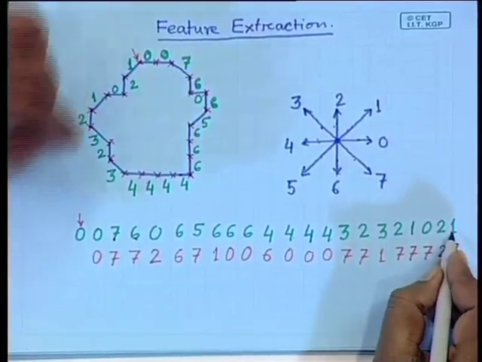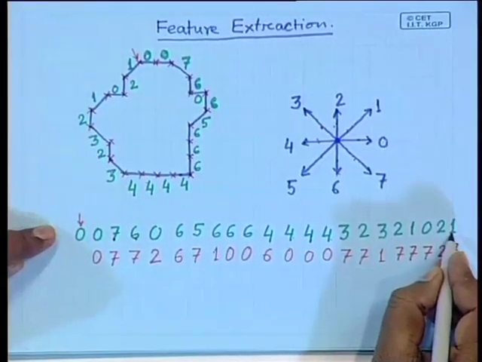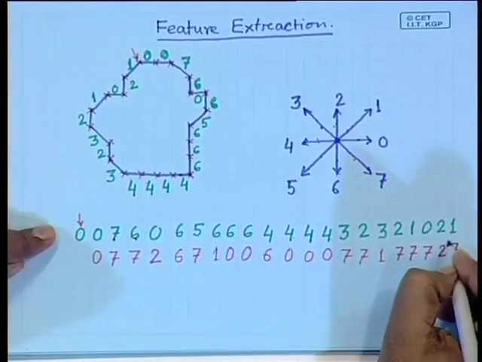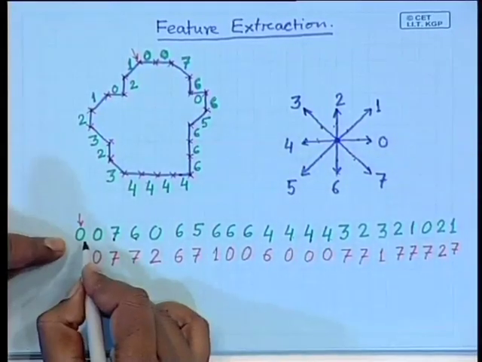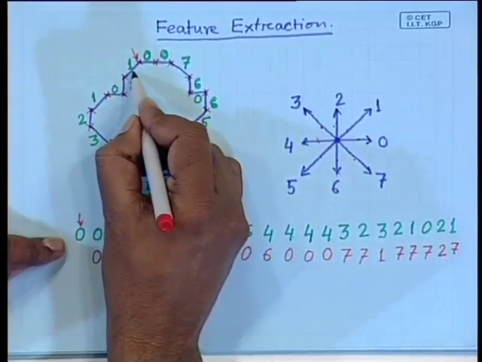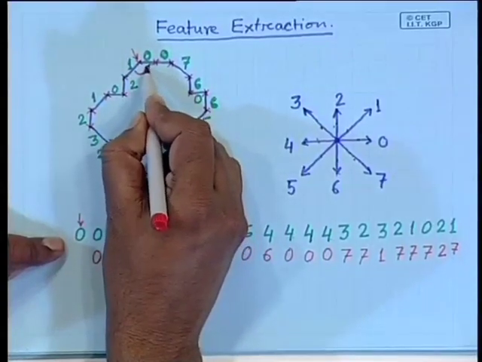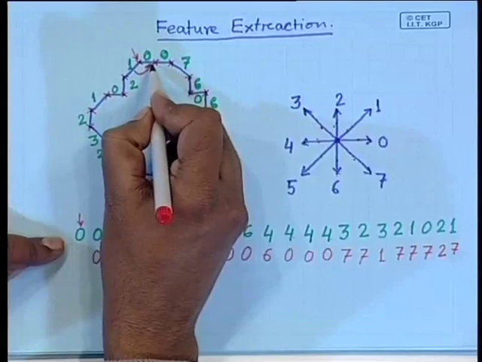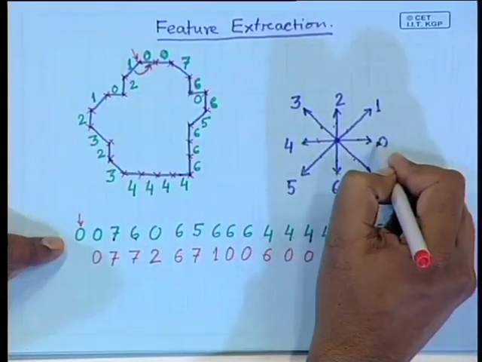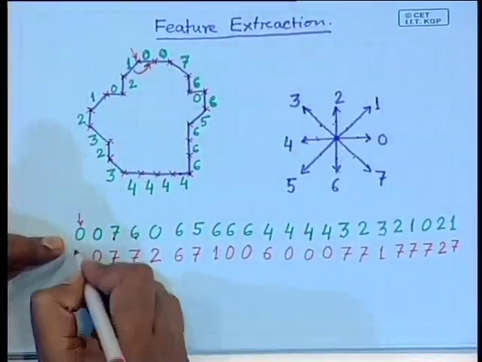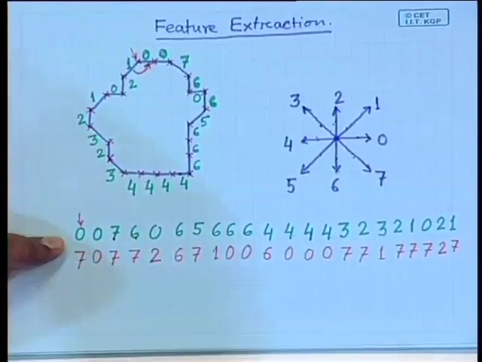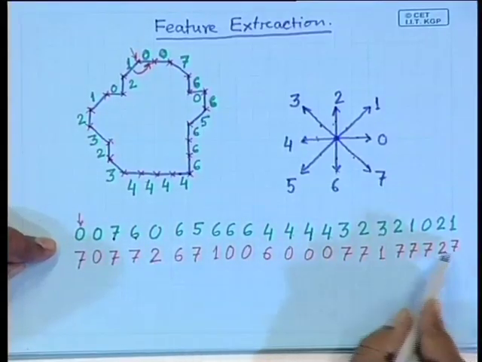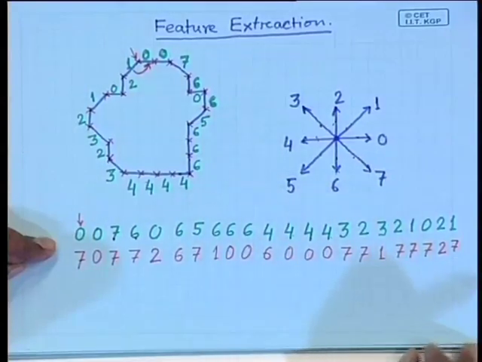Now, I find that it is 1 to 0, because the last code was 1 and the first code was 0. So, when I move from this segment to this segment, from here to here, rotation is 1 to 0. Okay. So, this is 1, this is 0. Number of steps of rotation that I have to perform is 7. Okay. So, this completes my differential chain code.